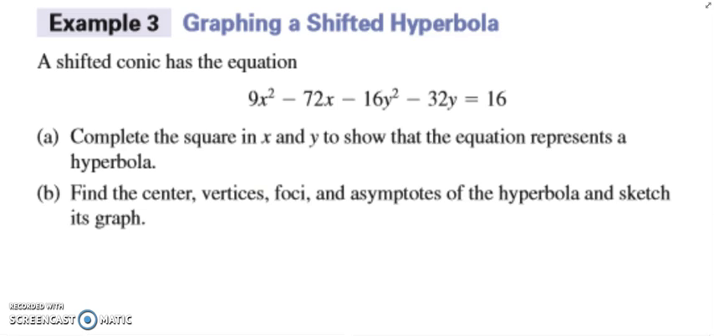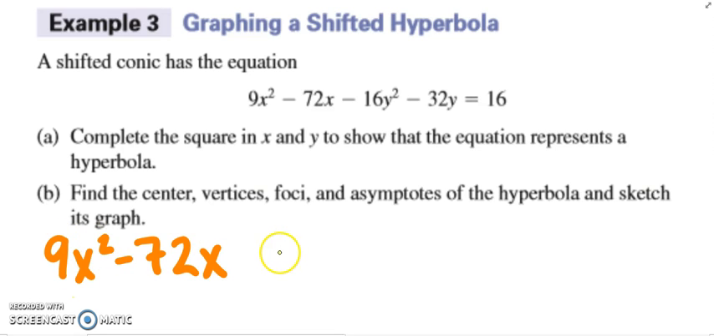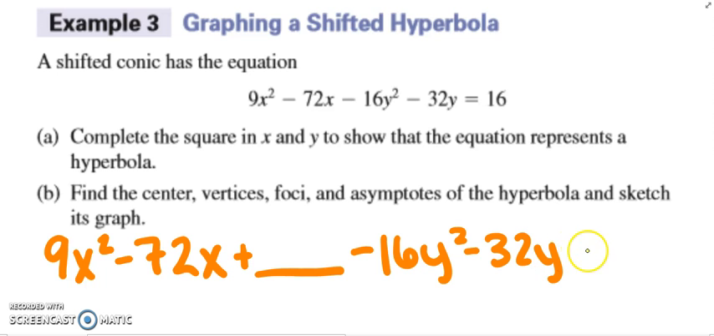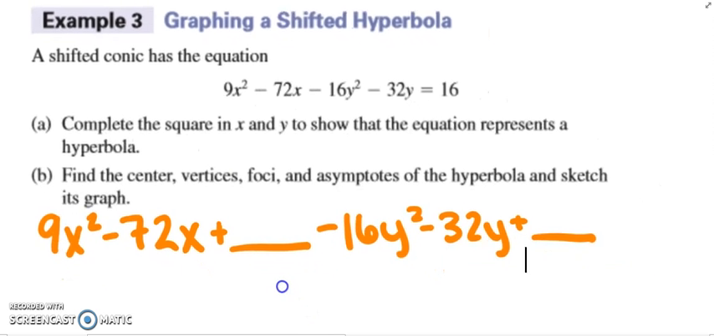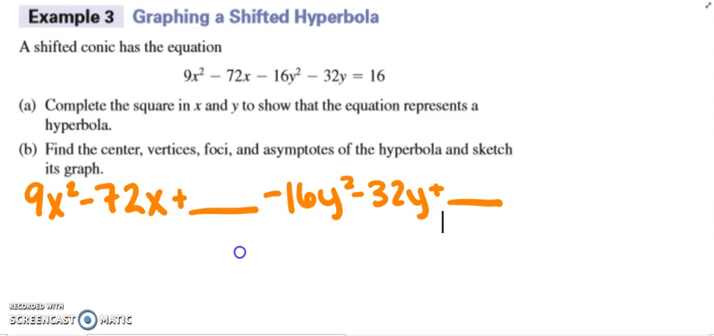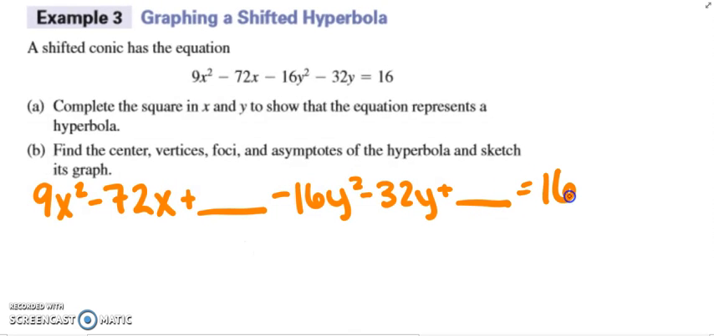What do we have to do? Complete the square. Yes. Twice, for x and y. Okay, so this is a good review of completing the square.